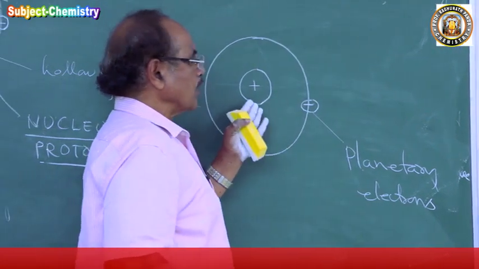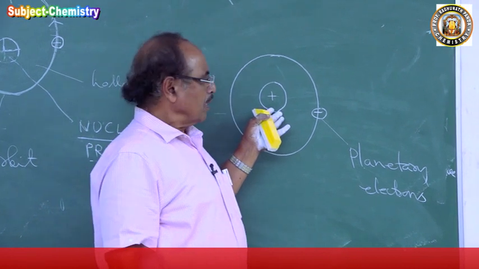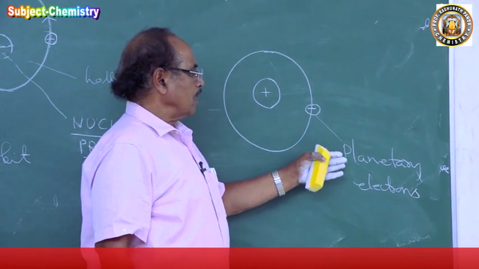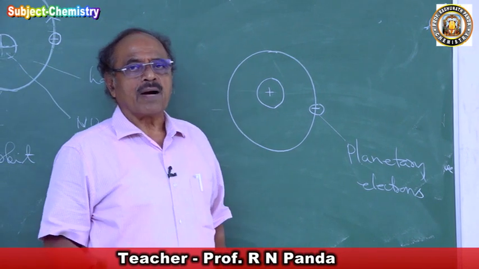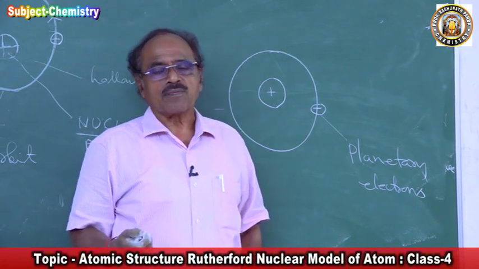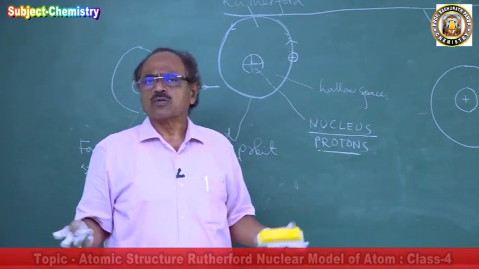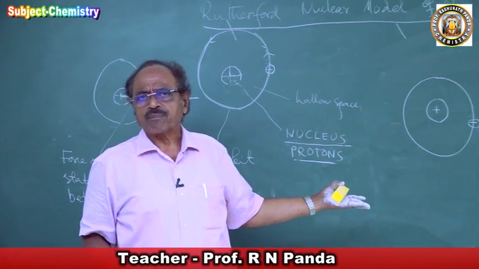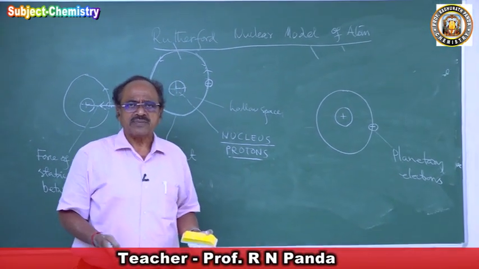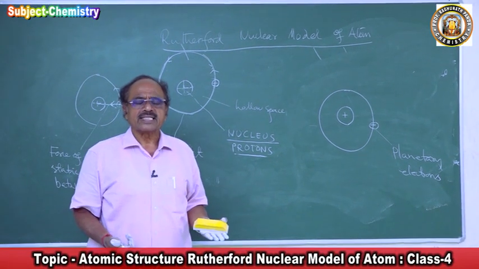This is comparable with the solar system, and these electrons were called planetary electrons. This is the model of the atom, and for this model Rutherford was awarded the Nobel Prize, because nobody knew how the atom is. Rutherford had also not seen the atom. He thought how the atom must be. Where are these electrons and protons? How are they configured inside the atom?